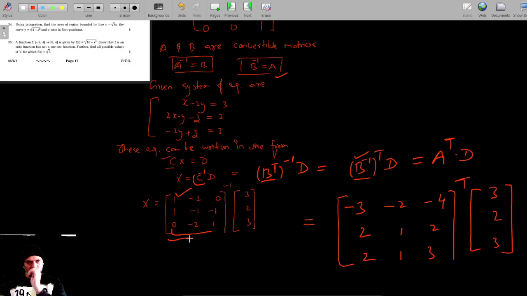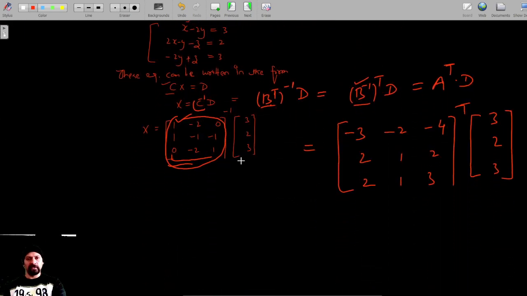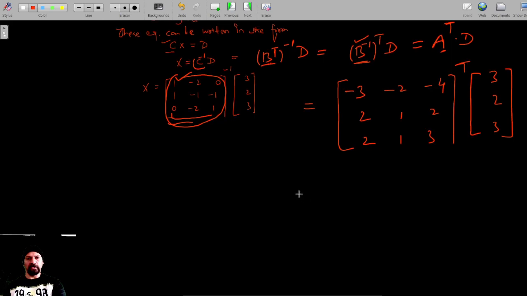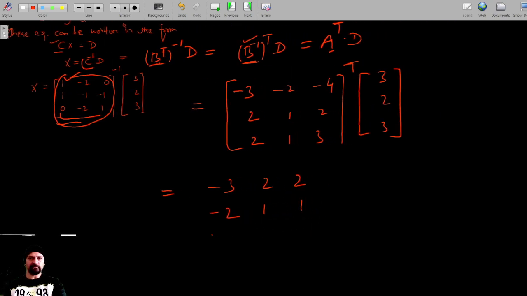So I have just written here to show that this C matrix is the transpose of B. So instead of C, I have written B transpose and then its inverse. And now B transpose inverse can be written as B inverse transpose. So B inverse is A. So it's A transpose into D, and A is 3, -2, -4. So let me do its transpose now. So it's -3, 2, and -2, 1, 1, and -4, 2, 3.